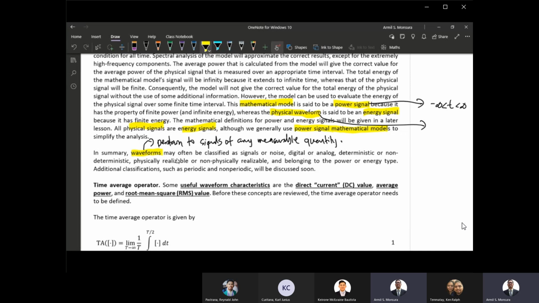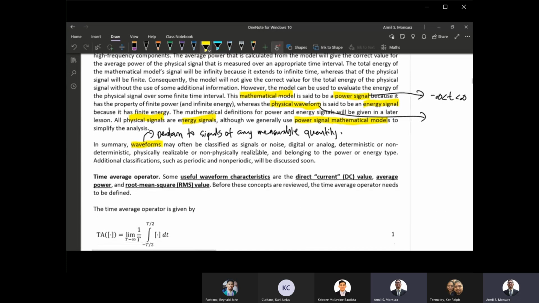Okay. So now, waveforms or your signals can be classified as information signals, being information bearing signal. So your waveform can be classified either as an information-bearing signal, or it can also be classified as a noise. Waveforms can be digital or analog. Okay, it can be deterministic or non-deterministic.